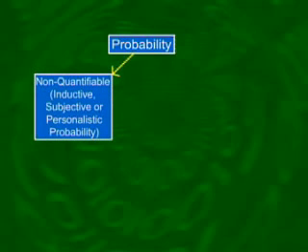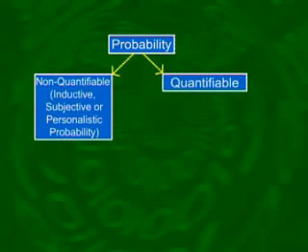In the last lecture and in today's lecture, I have discussed with you various approaches to probability. The diagram that you now see on the screen depicts the various approaches and the various definitions. We can say that probability is of two kinds, non-quantifiable and quantifiable. By non-quantifiable, I mean the inductive approach, the subjective or the personalistic probability. These are different ways of talking about the same thing.